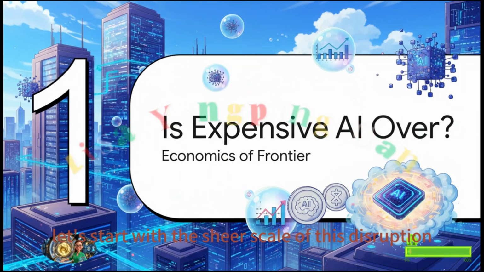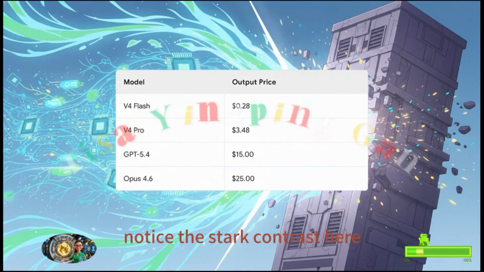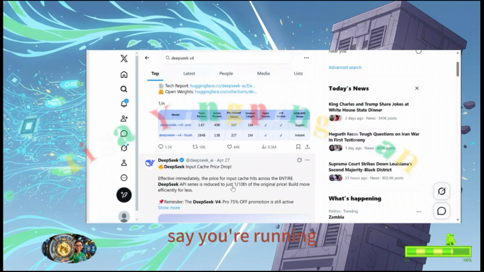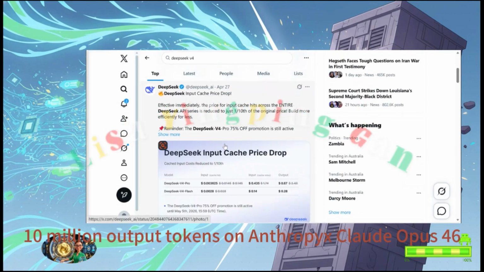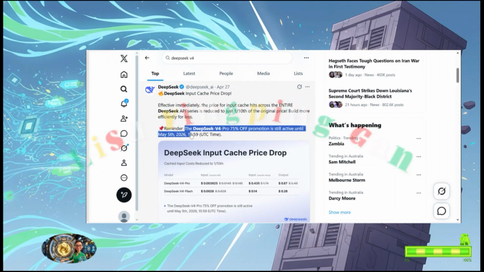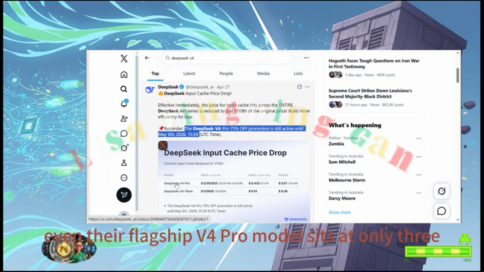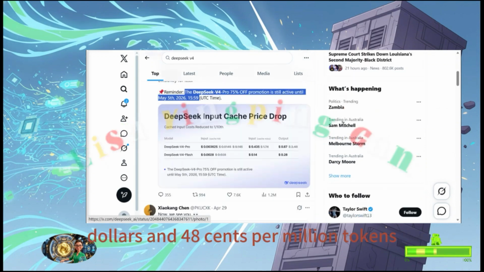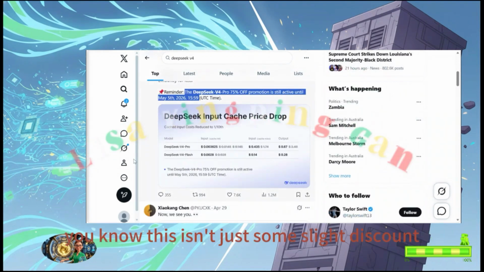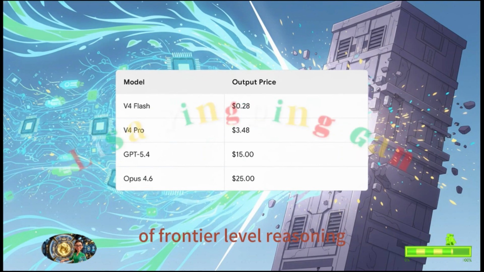Let's start with the sheer scale of this disruption, and just look at the actual API pricing numbers, because they are wild. Notice the stark contrast here. Let's put this into perspective. Say you're running 10 million output tokens. On Anthropic's Claude Opus 4.6, that's going to cost you about $250. But that exact same workload on DeepSeek's V4 Flash model, just $2.80. Even their flagship V4 Pro model sits at only $3.48 per million tokens. You know, this isn't just some slight discount. It is a complete commoditization of frontier-level reasoning.